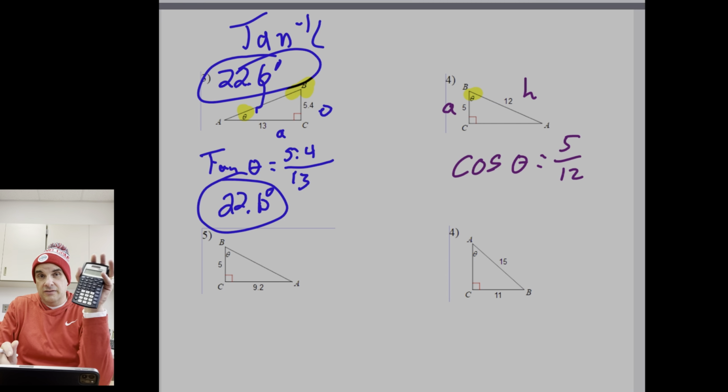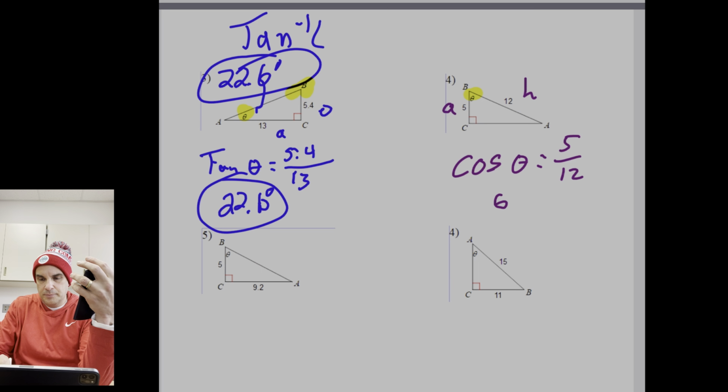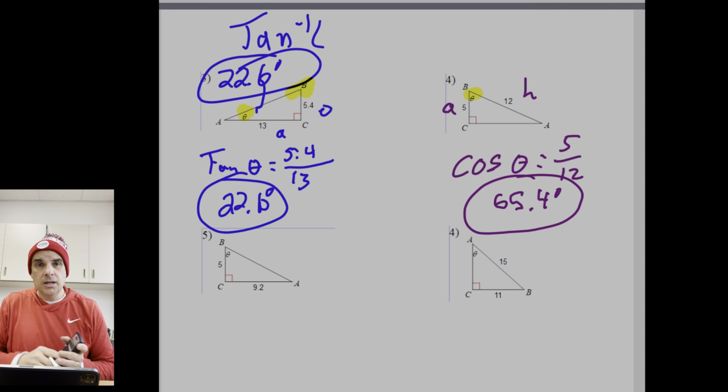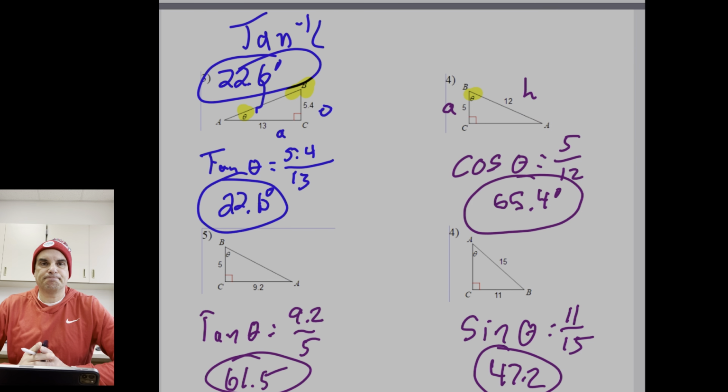So we're trying to find the measure of the angle. So second cosine, 5 divided by 12, rounded to the nearest tenth, 65.4 degrees. And they're done. There's 2 more down there. Try them. Answers will be on the other side. There are your 2 solutions.